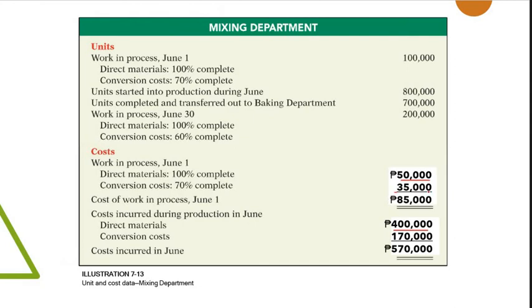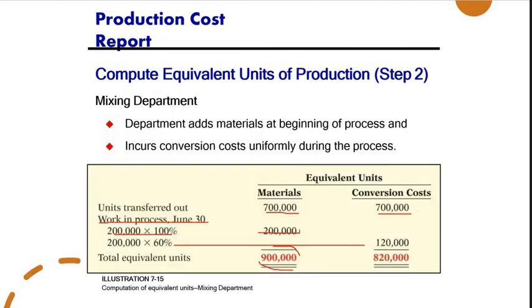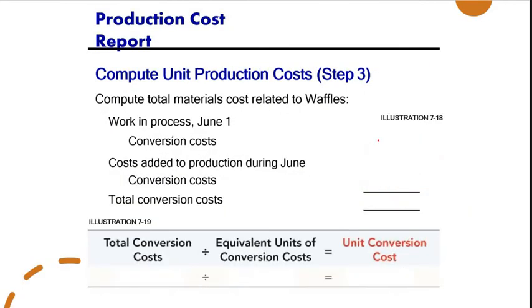Okay, meron tayong 35. Tapos, meron tayong conversion cost din naman dito na 170. Okay, so tandaan nyo yun, guys, ha? So, let's compute. How much is your conversion cost? We have 35. Then, conversion costs, cost added to production during June 1, 170,000. That is equivalent to 205,000 ang ating total conversion cost.